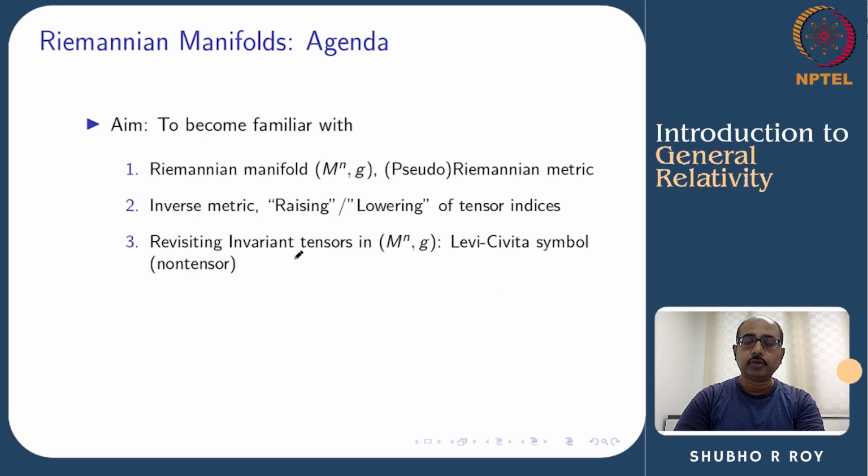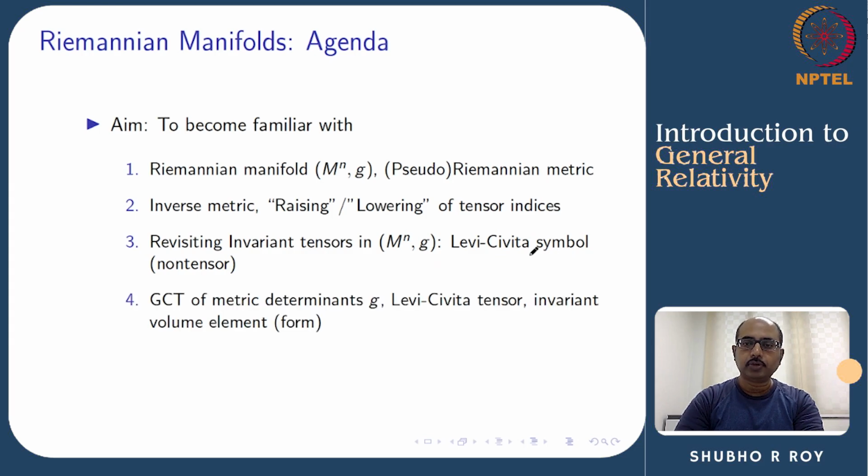Then we will revisit the notion of an invariant tensor for a general Riemannian manifold. And here it will turn out that the Levi-Civita, which was a tensor in special relativity, is not a tensor under general coordinate transformations. In fact, it is a symbol. So a symbol is an indexed object, an object which has indices, but which does not transform like components of a tensor under general coordinate transformations. Objects which have indices that fail to transform like components of a tensor are called symbols in general relativity. So the Levi-Civita will turn out to be a symbol.